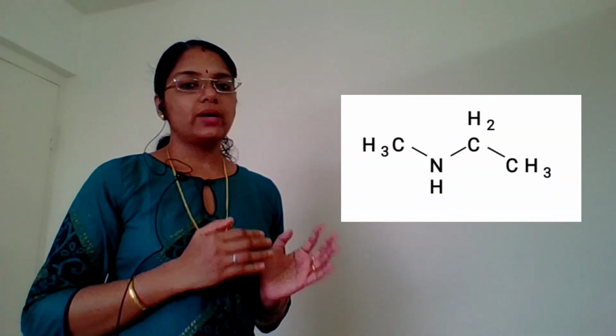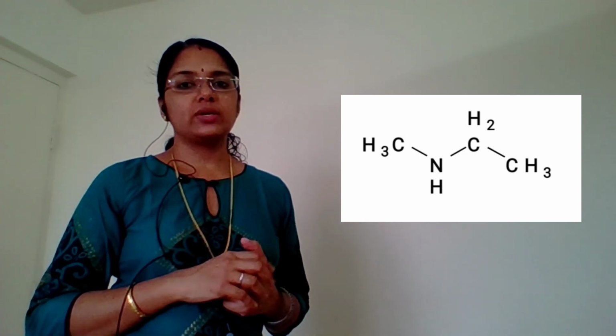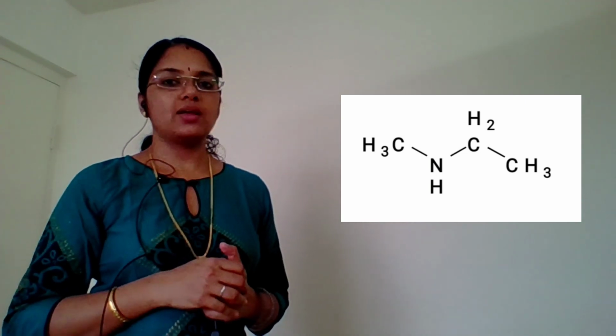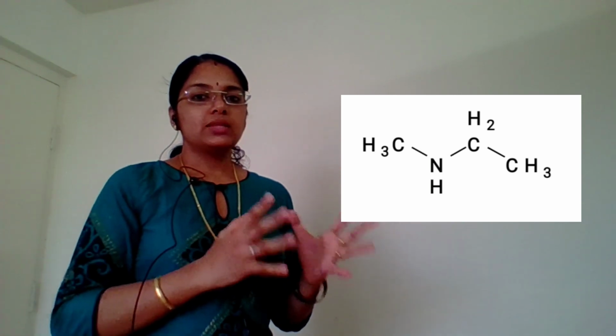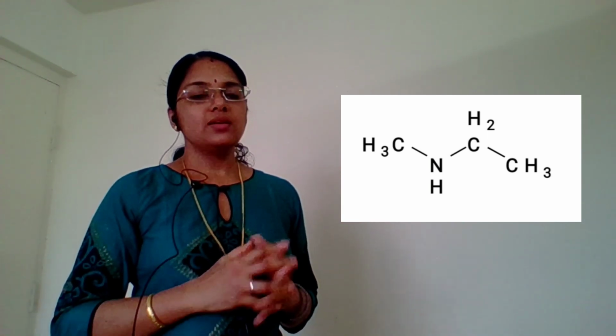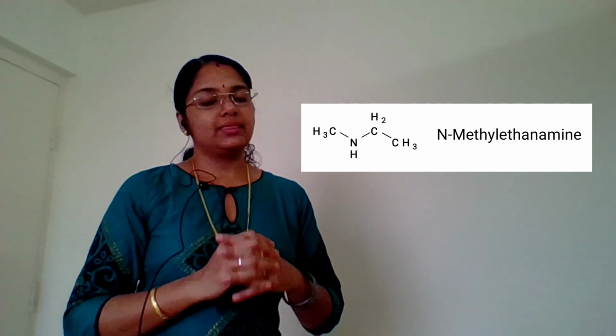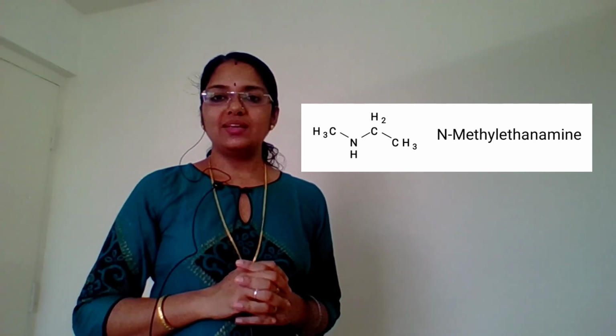See in this structure, there is one ethyl group, and on the other side there is a methyl group attached to the nitrogen atom. So the ethyl group can be considered as the longest continuous chain, and the methyl group acts as a substituent. So we can name it as N-methyl ethanamine as its IUPAC name.